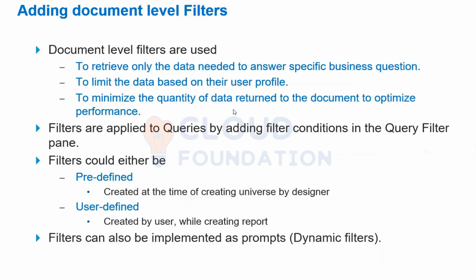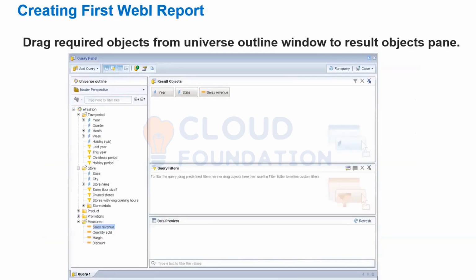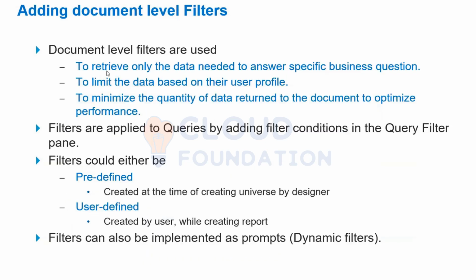There are also document level filters available. Here the query filters are there. This option, query filters, is used to filter the data at the document level. Whatever filters we put here will be applied to the total document, the total report. For every tab, it will be applied. That is called a document level filter.